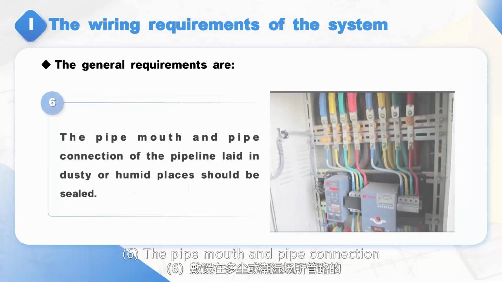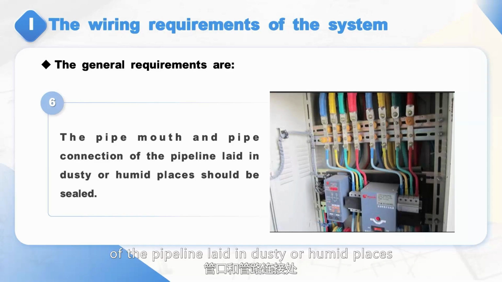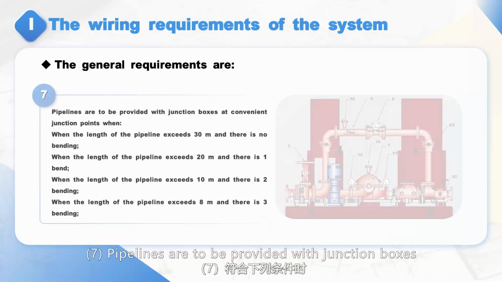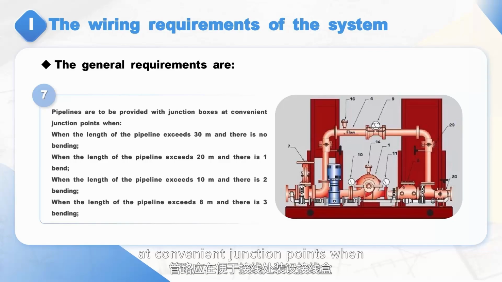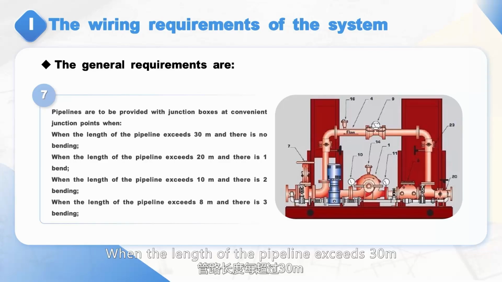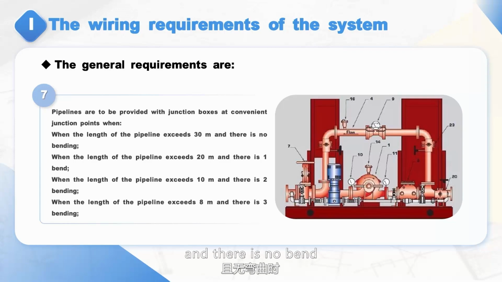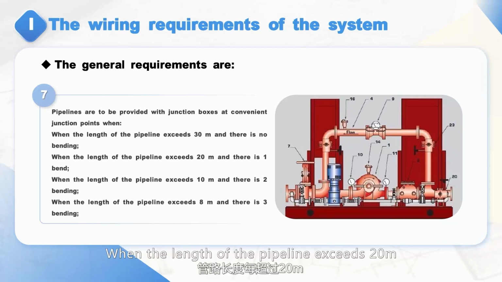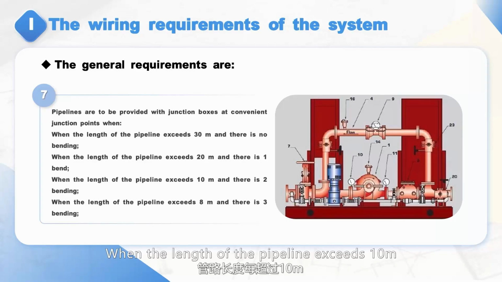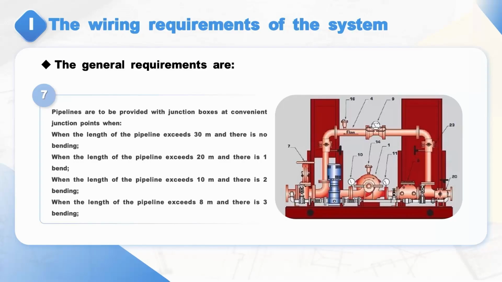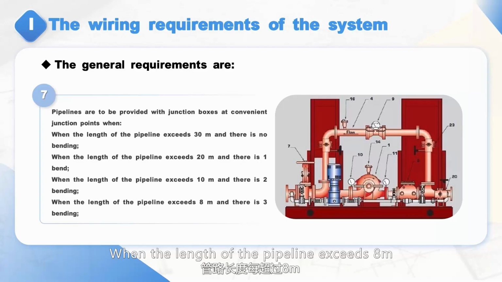6. The pipe mouth and pipe connection of the pipeline laid in dusty or humid places should be sealed. 7. Pipelines are to be provided with junction boxes at convenient junction points when the length of the pipeline exceeds 30 meters and there is no bend. When the length of the pipeline exceeds 20 meters and there is one bend. When the length of the pipeline exceeds 10 meters and there are two bends. When the length of the pipeline exceeds 8 meters and there are 3 bends.